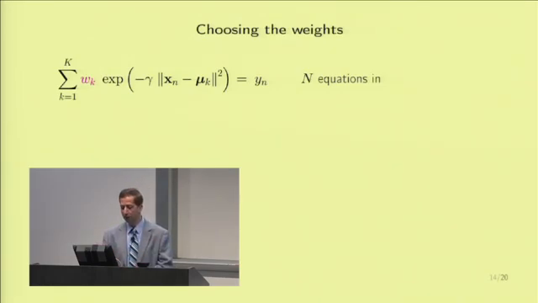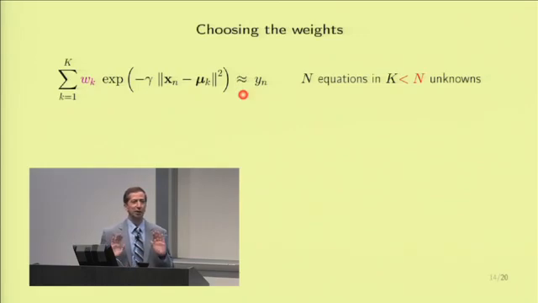How many unknowns? The unknowns are the w's, okay? And I have capital K of them. And oops, K is less than n. I have more equations than unknowns, okay? So something has to give, and this fellow is the one that has to give. That's all I can hope for, okay? So I'm going to get it close in a mean squared sense, as we have done before, okay?